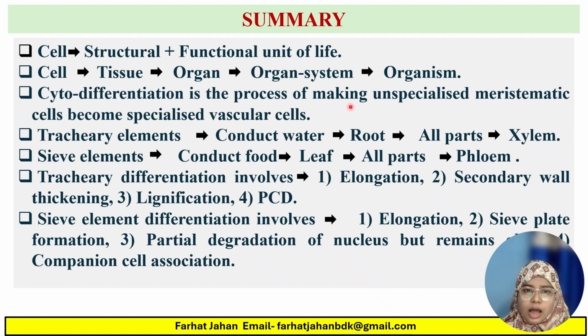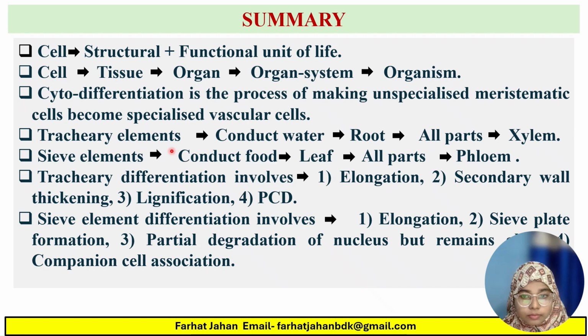Then we saw how cell types lead to the formation of complex tissues and simple tissues, and how xylem and phloem are complex permanent tissues that arise through specialization. What do we mean by cytodifferentiation? It is the process of making unspecialized meristematic cells become specialized vascular cells. We also studied the processes of growth, development, differentiation, dedifferentiation and redifferentiation, to show how cells become specialized or revert when needed.